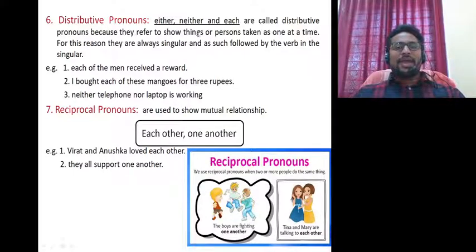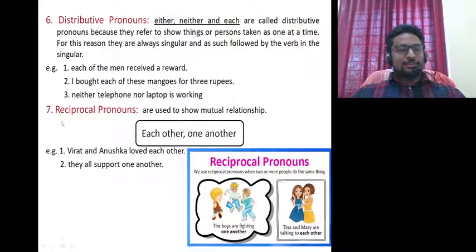When either, neither or each comes in a sentence, that sentence has to be followed by a singular verb. Like this, instead of is, we should not use are here. A singular verb has to be used. Why do we have to use the singular verb? We are taking that as one at a time, in one context, one at a time. That's why we have to use the singular verb in the sentence.